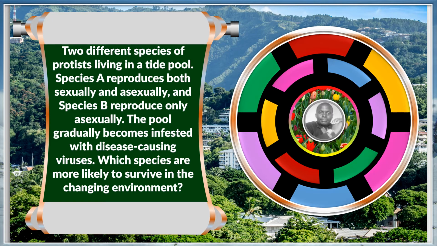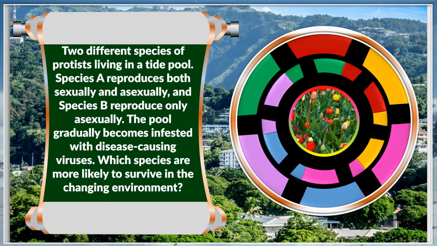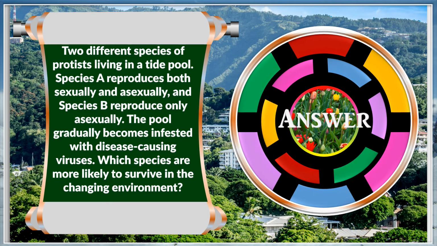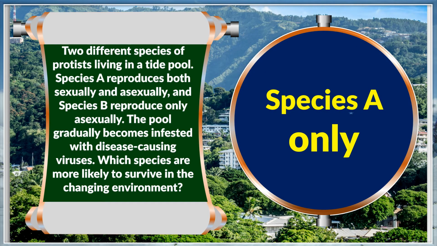Two different species of protists living in a tide pool. Species A reproduces both sexually and asexually, and species B reproduces only asexually. The pool gradually becomes infested with disease-causing viruses. Which species is more likely to survive in the changing environment? Species A only.